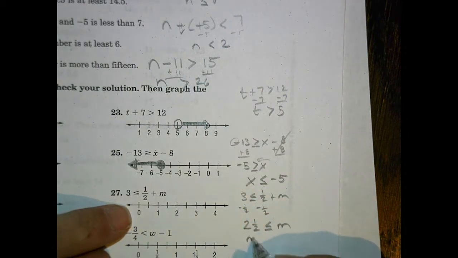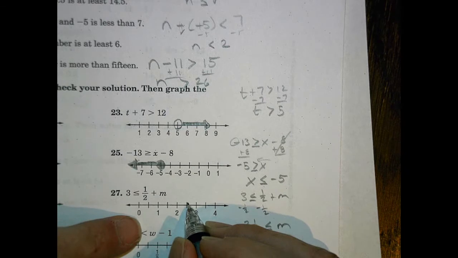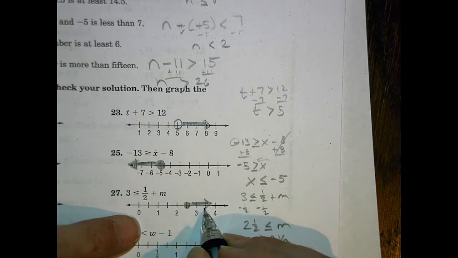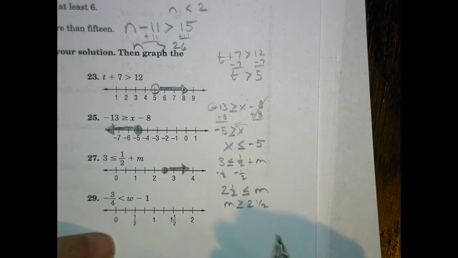Again, rewrite that. So m is greater than or equal to 2 and a half. So I'm going to find there's 2, there's 3, here's 2 and a half. It's a filled in circle because it's greater than or equal to. And greater than means it goes in that direction. And there we are. Alright, number 29.